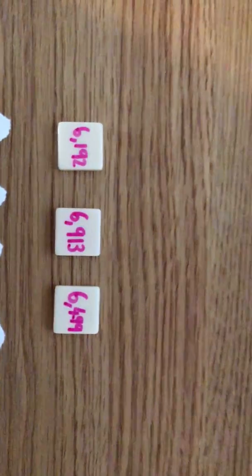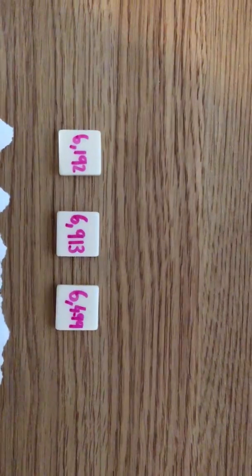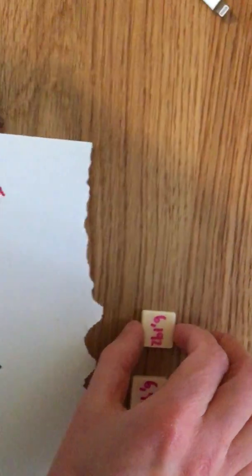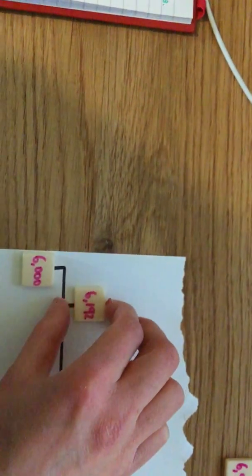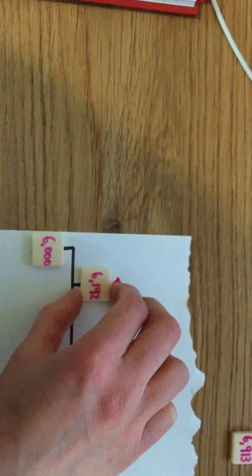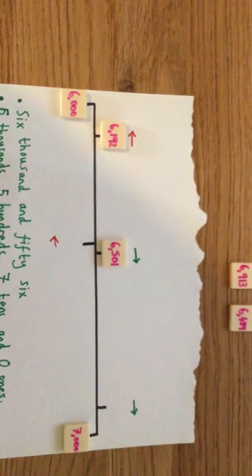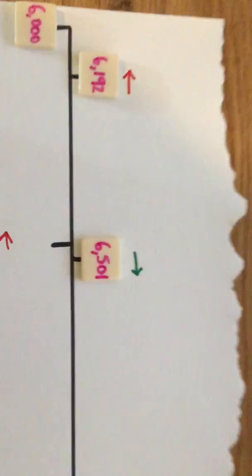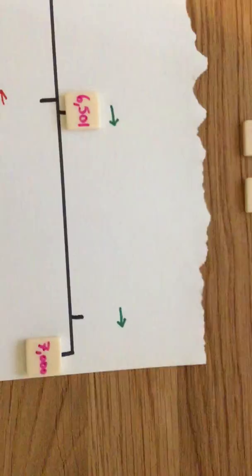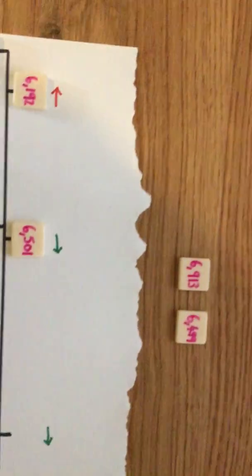Our next one, 6,192. Now that is a lot closer to 6,000 than it is to 7,000. So I think it must need to go quite near the start, quite near to 6,000. There we go. Now I've got two spots left. Another one near the middle and one near a 7,000.